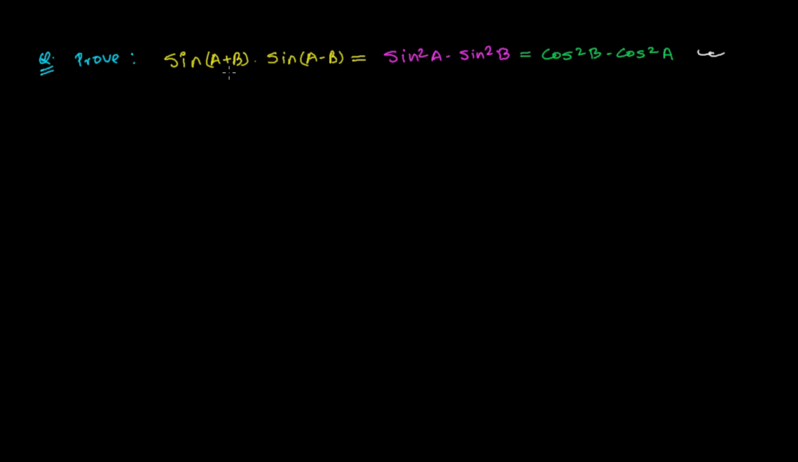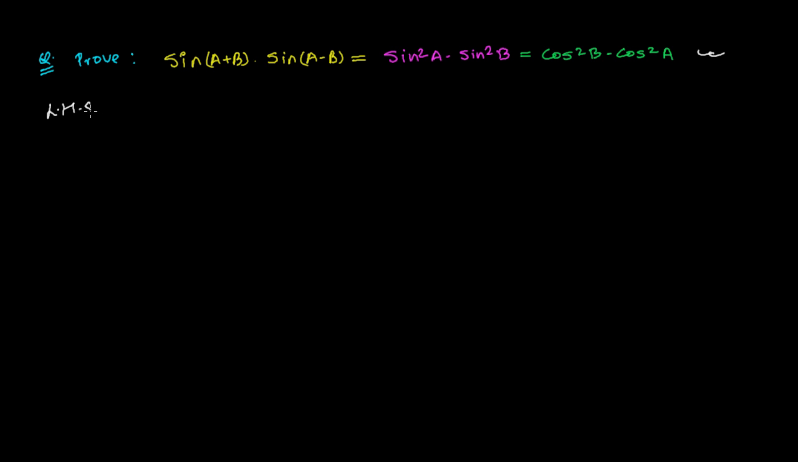So here the question is: sine(a plus b) times sine(a minus b) is equal to sine square a minus sine square b, which is equal to cos square b minus cos square a. This we need to prove. We have already learned the formulas for sine(a plus b) and sine(a minus b), which means we need to simplify it. So first we need to write the left hand side.